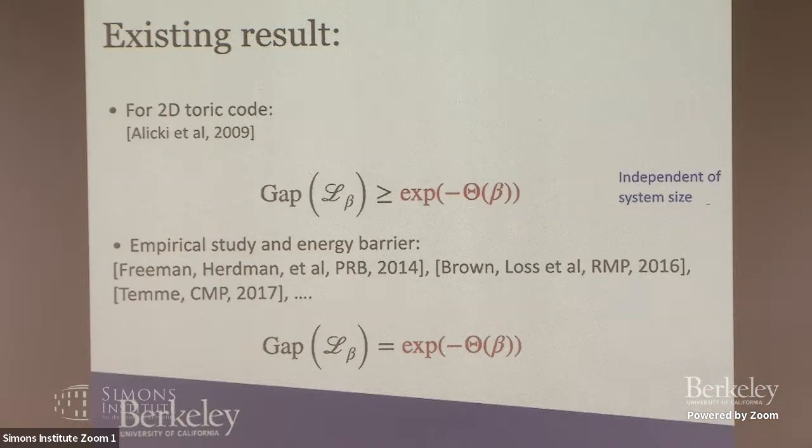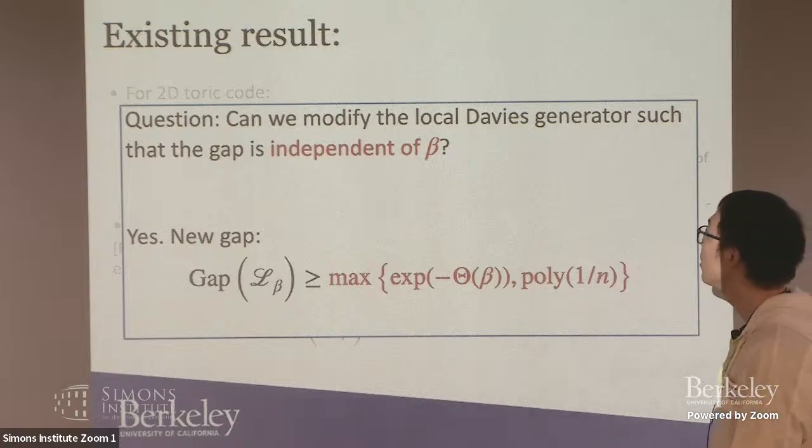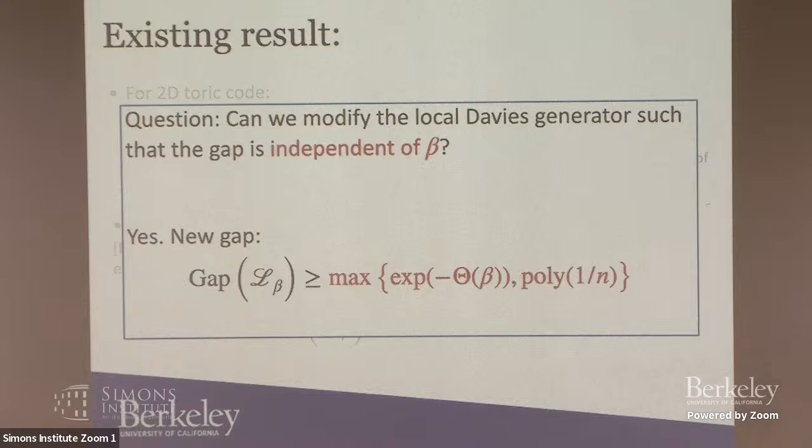Furthermore, according to some empirical study and the energy barrier argument, we are almost sure that this lower bound is sharp, meaning that the spectral gap decays exponentially in beta. So a natural question to ask is, can we modify the local Davies generator so that the gap is independent of beta? And the answer is yes. We propose a new Davies generator such that the spectral gap can be lower bounded by the max of exponential minus beta and poly 1 over n. How to understand this result? When beta is small, the spectral gap is still independent of beta. And when you let beta go to infinity, the spectral gap is 1 over poly n. So we have a poly n decaying spectral gap.